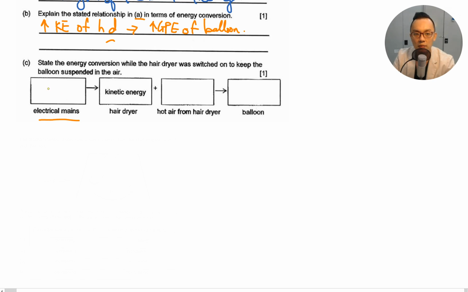So you have electrical energy converted to kinetic energy plus hot air, so you have heat energy plus GPE of the balloon.